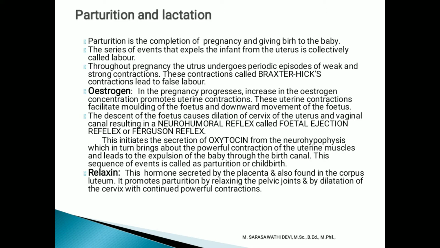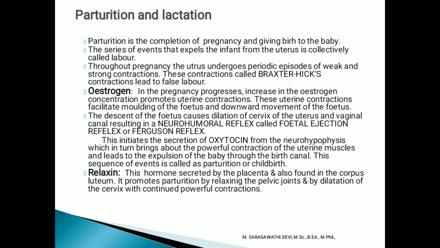Estrogen in the pregnancy process: an increase in the estrogen concentration promotes the uterine contraction. These uterine contractions facilitate molding of the fetus and downward movement of the fetus. The descent of the fetus causes dilation of the cervix of the uterus and vaginal canal, resulting in the neurohumoral reflex, or fetal ejection reflex, or Ferguson reflex.